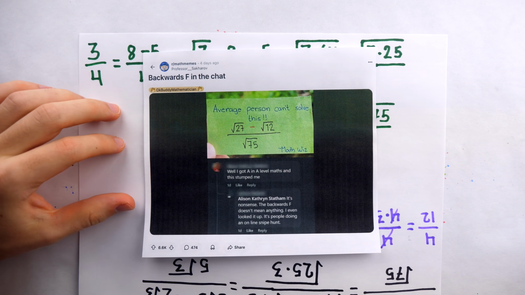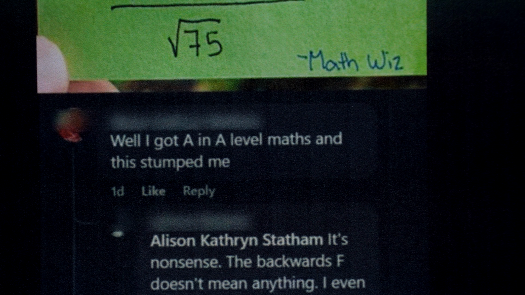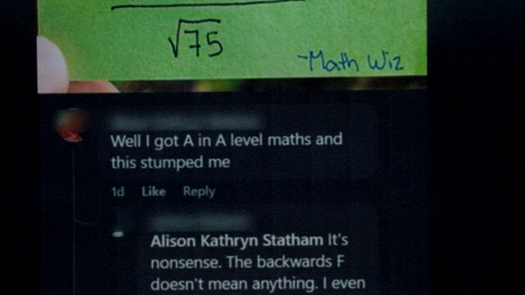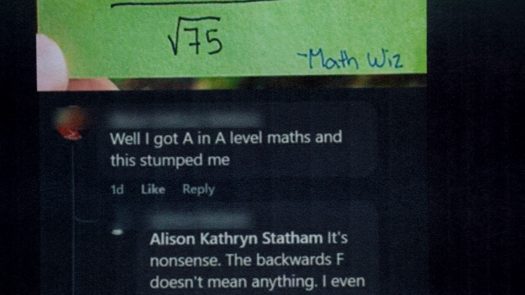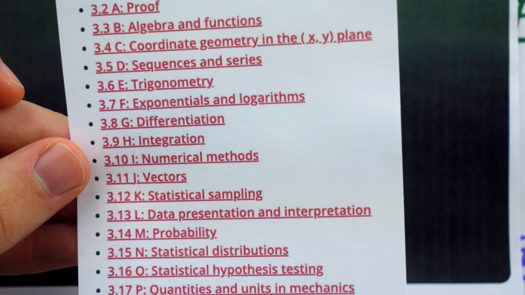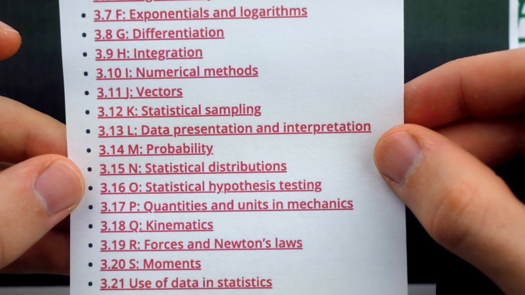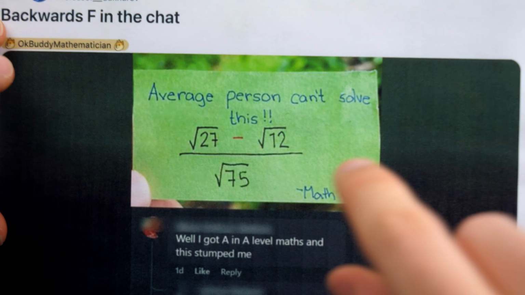Let's take a look at the response from other people and see what they thought about this problem's difficulty. The first reply in this highly upvoted photo says, well, I got A in A-level maths, and this stumped me. A-level maths, for the uninitiated, is a UK thing, and it covers topics like these. So certainly a grade A student in A-level maths would have learned mathematics far more complicated than this problem.